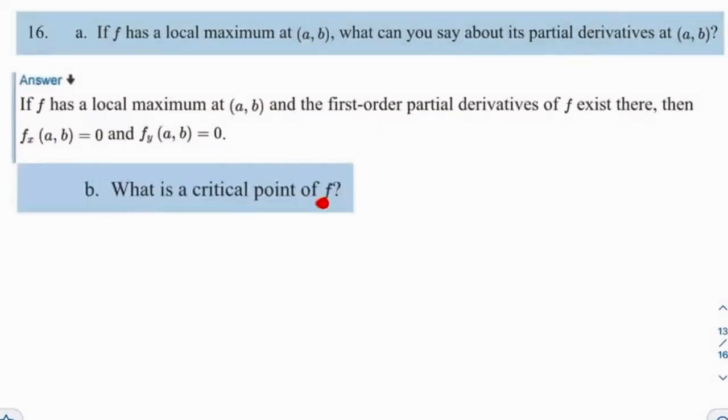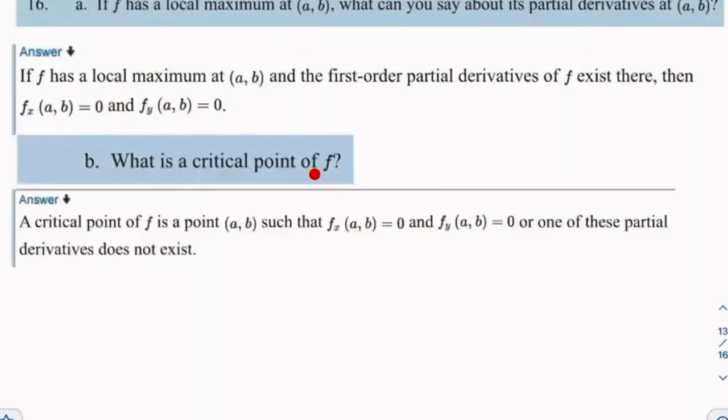What is a critical point of the function f? A critical point of a function f is a point such that the partial derivatives are equal to 0 over there, or one of those partial derivatives does not exist.